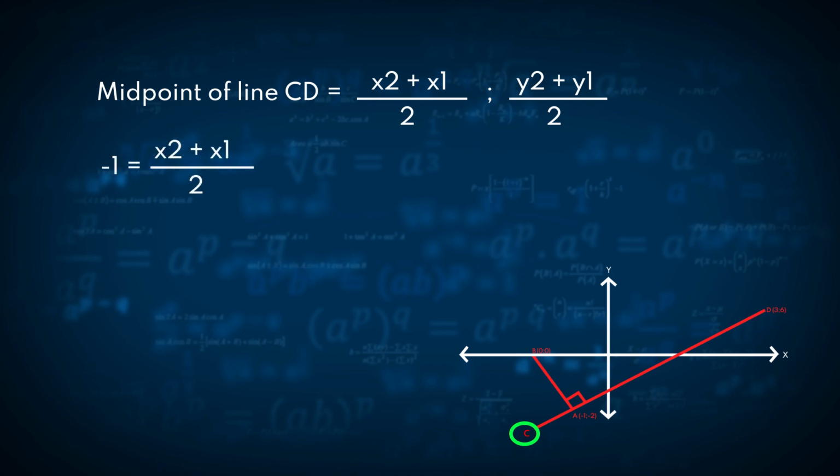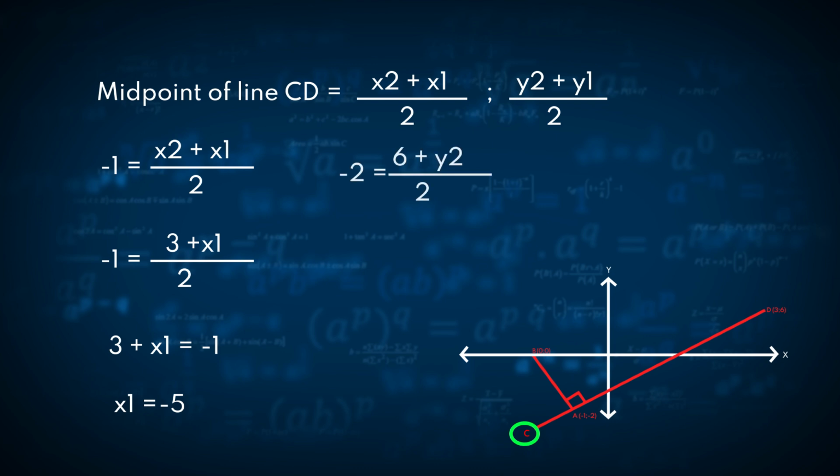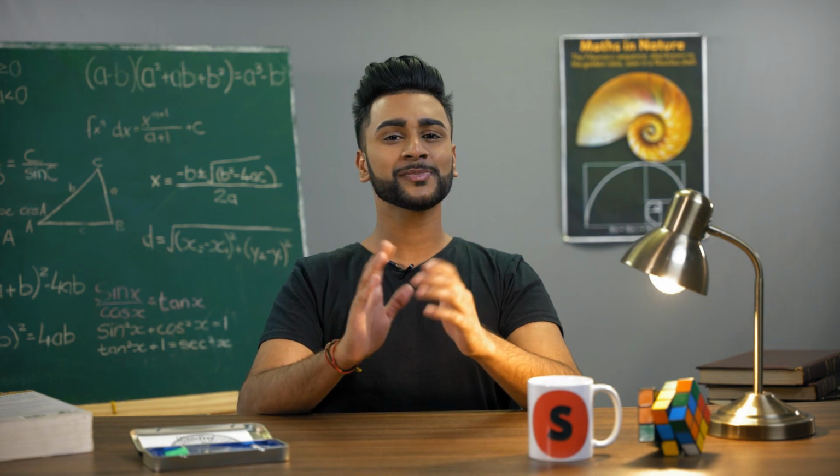This will be -1 equals (x2 plus x1) over 2, which is -1 equals (3 plus x1) over 2. And we will cross multiply and get 3 plus x1 equals -2. Therefore, x1 equals -5. Now we can calculate the y value, and that will be -2 equals (6 plus y1) over 2, and we will cross multiply once again and get -4 equals 6 plus y1. Therefore, y1 equals -10. Now we have the coordinates of C, (-5; -10).